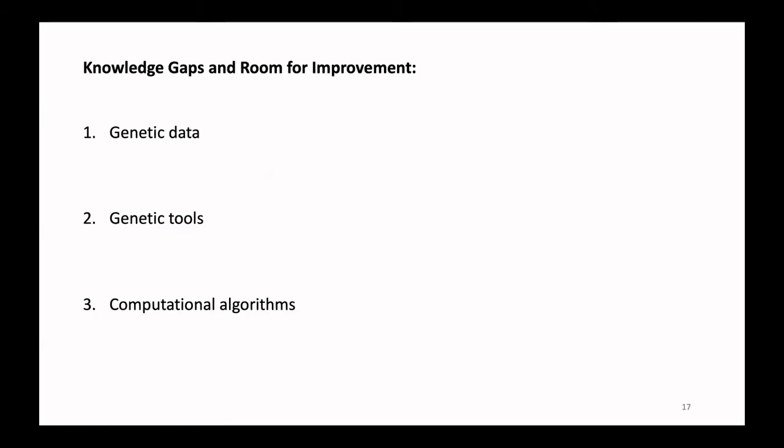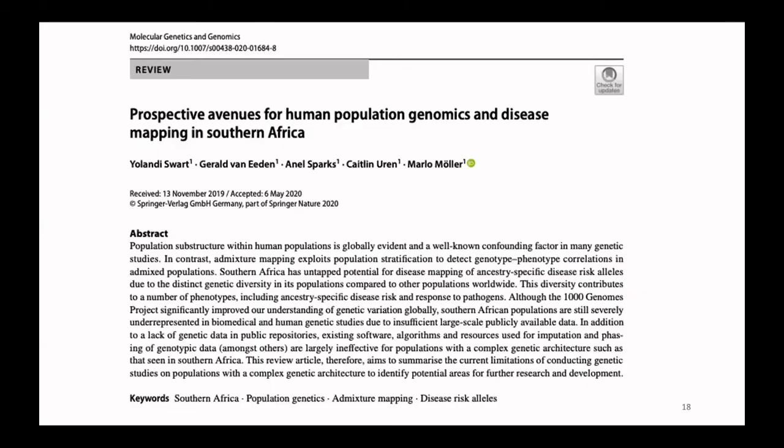But as with most scientific fields, you have knowledge gaps and room for improvement, which most of us are aware of. Is a lack of genetic data on African populations, tools and computational algorithms that are not suited to admixed populations or even African populations, since we have such a unique genetic diversity. So one of the students that I co-supervised recently published a review identifying some of these knowledge gaps, and we hope to begin addressing a number of these.